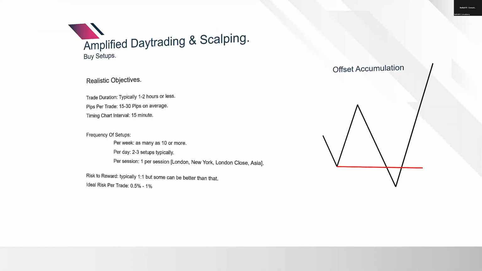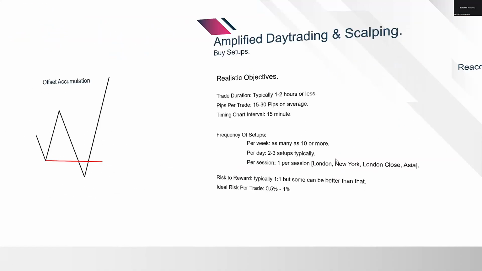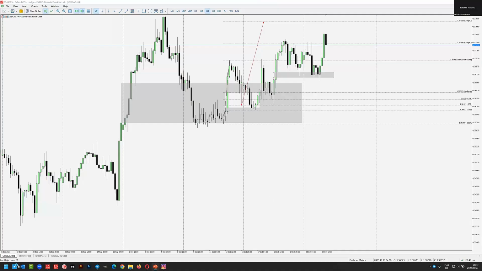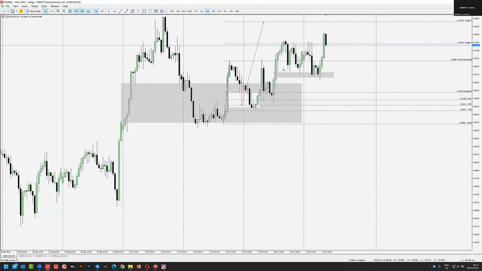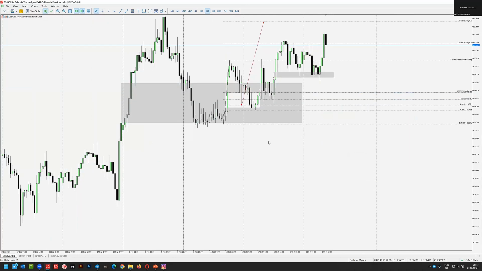So when you talk of offset accumulation, that's price trading under an old low, as illustrated here. And then reaccumulation, price returns to fair value. There's a retracement to fair value. We'll show you some more examples of when price returns to fair value. So we've got one on USD CAD, Dollar index, that's offset accumulation. That is not fair value. So we've got price here.